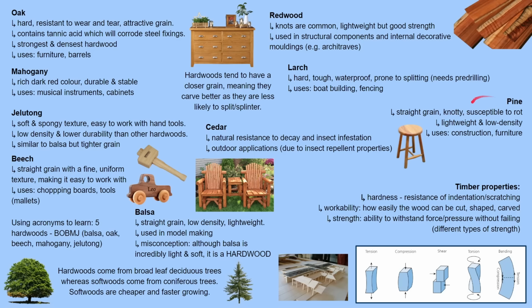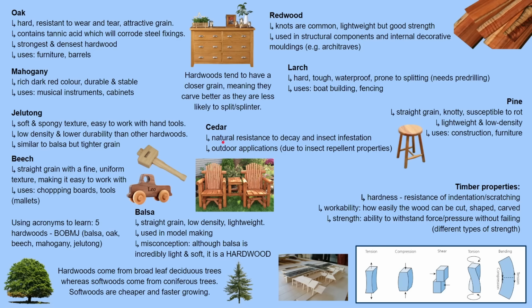Pine is a very common softwood. It has a straight grain. It's knotty, so you can see quite a common property of softwoods is that they're knotty, they have knots in them. And pine is susceptible to moisture, so it has to be finished. It's lightweight, low density, and used in basic furniture and shelves and so on, and used in construction.